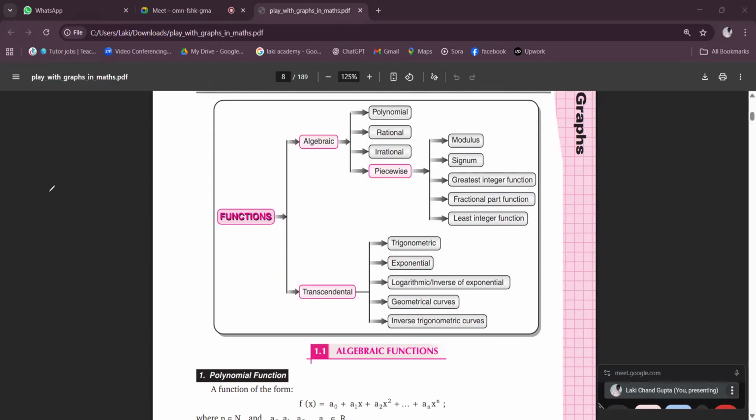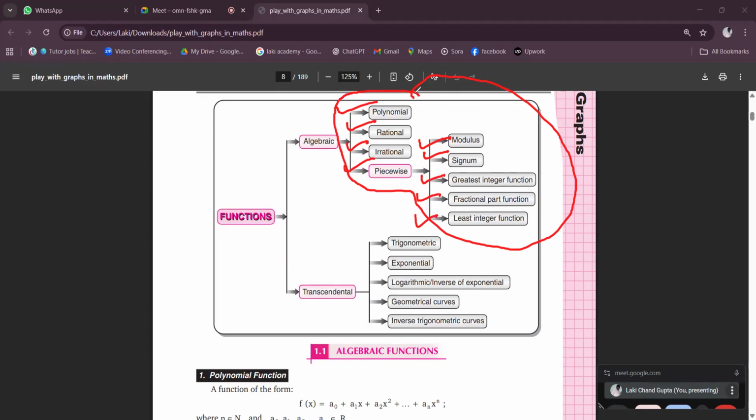I will tell you types of function. There are basically two types of function: algebraic function and transcendental function. Algebraic function is categorized in four parts: polynomial, rational, irrational, piecewise, where piecewise is again divided into five subparts: modulus, signum, greatest integer, fractional, least integer. So I will tell you how to draw the graph of this and how to translate the graph, modify the graph, rotate the graph.